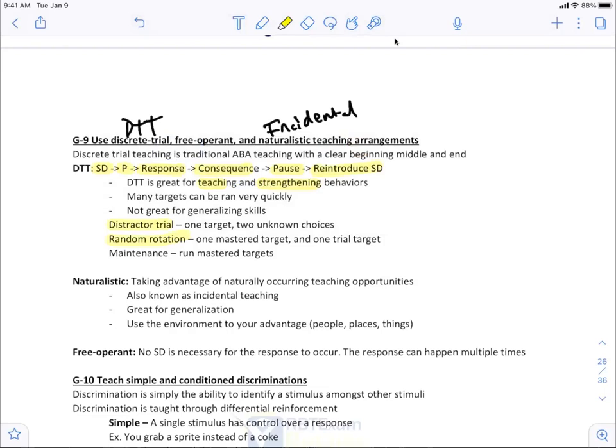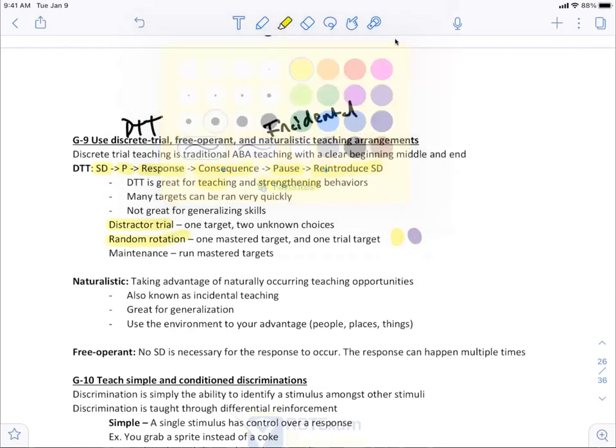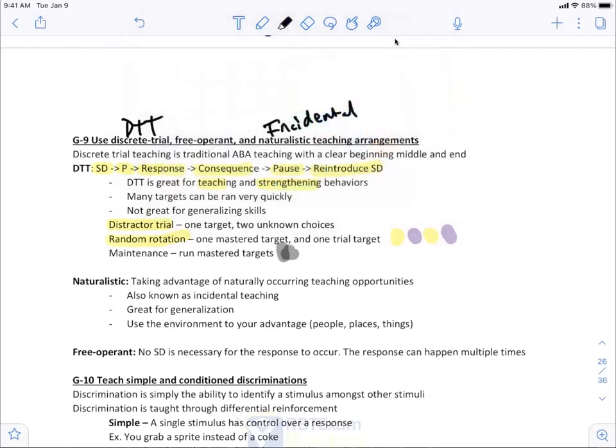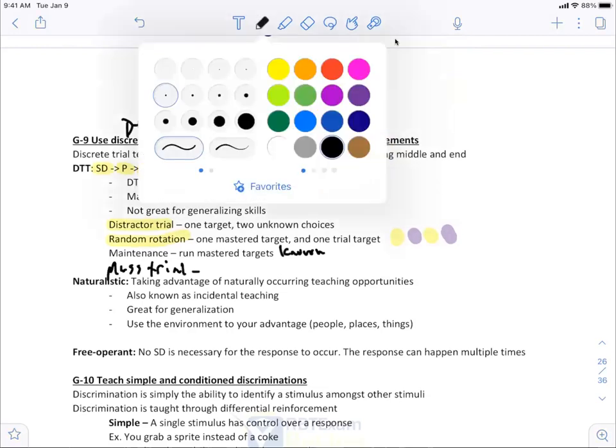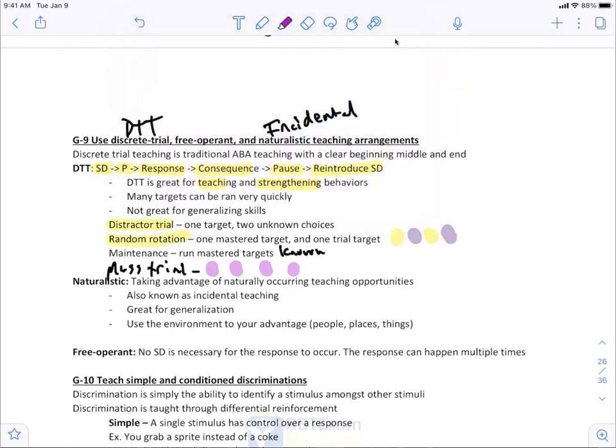All right, so that might be yellow, purple, yellow, purple. Maintenance, we just run mastered targets. So we only run known targets. Okay. And then also we have mass trial, where we run the same target over and over again. For example, purple, purple, purple, purple, purple.